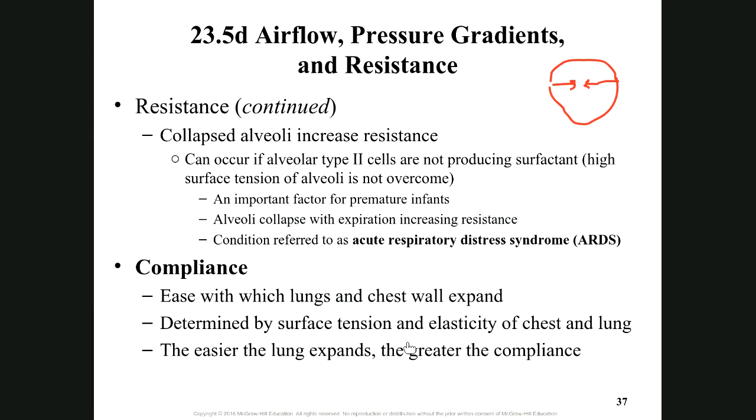And the other term which we have for our lung is called compliance. Both the surface tension and elasticity of the chest wall and lung determine compliance. Compliance is the ease with which the lungs and chest wall can expand. The easier the lung expansion, the greater the compliance. In contrast, the more difficult it is for the lung to expand, the lower compliance which we have.